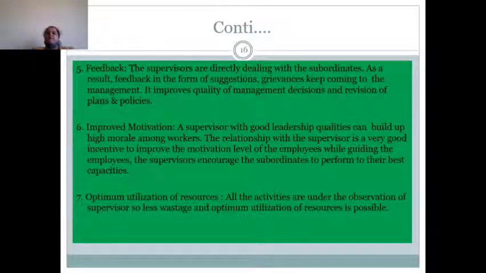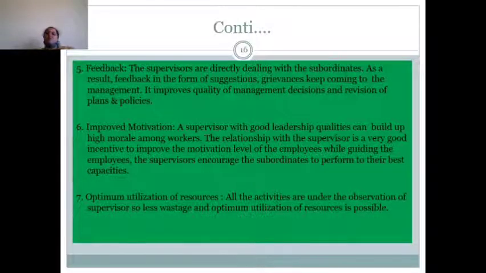Next one is feedback. Feedback means what here? Written information. The supervisors are directly dealing with the subordinates. As a result, feedback in the form of suggestions and grievances, fighting and all, that is negative things happening in the organization, keeps coming to the management. So it improves the quality of management decisions and the revision of plans and policies. That is because the supervisor acts as a link between the top level management and the lower level. So he has to take feedback from the employees and whatever problems and difficulties are going on within the organization, it should be informed to the top level management.